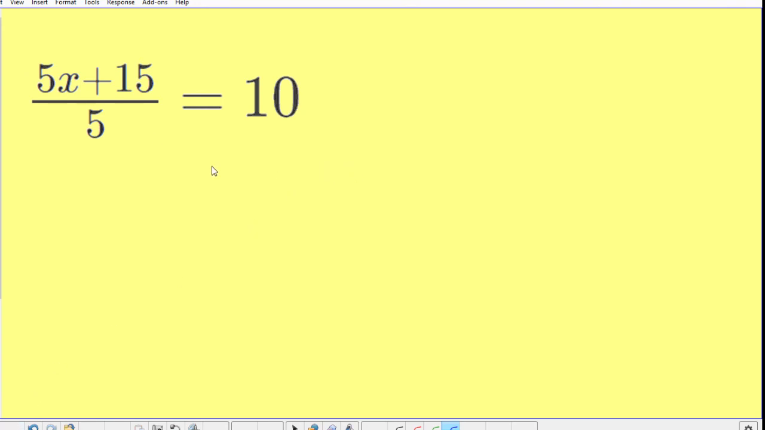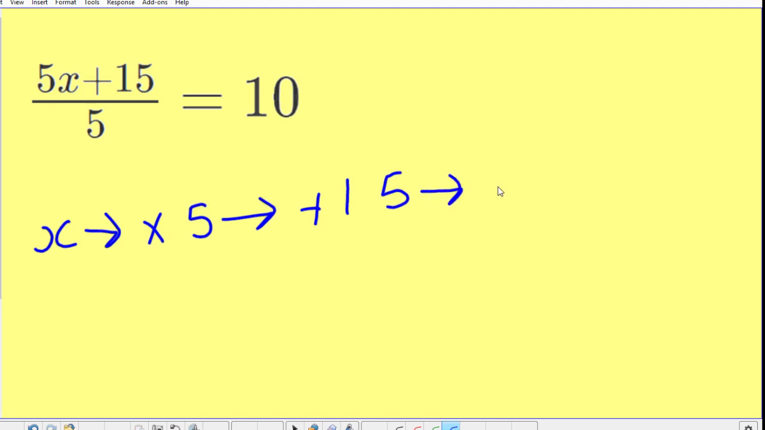Okay, last one. So we've got 5x plus 15 divided by 5 is equal to 10. So start with x and an arrow. Should be getting used to this now. Whenever you see an equation, this is the first thing you want to start with, x arrow. Then we're going to have multiplied by 5. Then we're going to add 15. And then divide by 5. And that gives us 10.